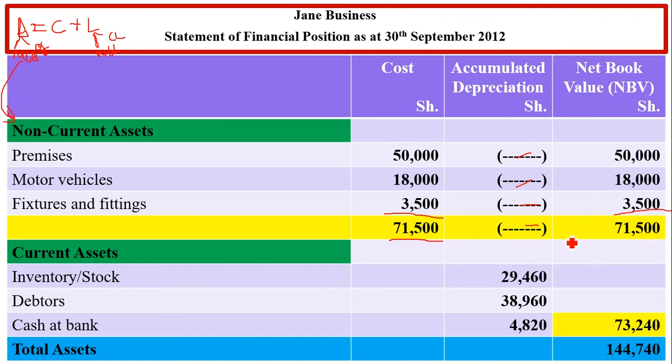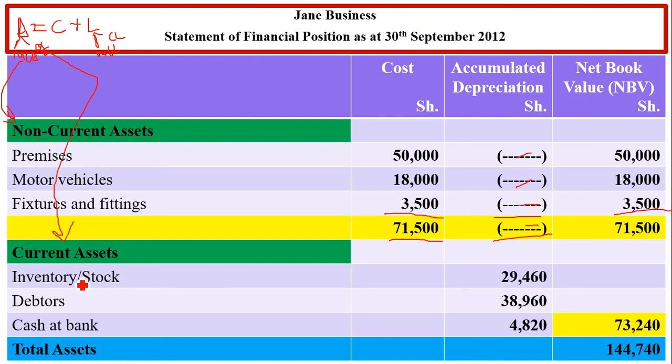So we don't need to put a line here, but here you can put a line to show that that is the total. So that's 71,500 minus 0 to be 71,500. Then here we are going to add the current assets, so you leave it open like that. So from here we go to the current assets.